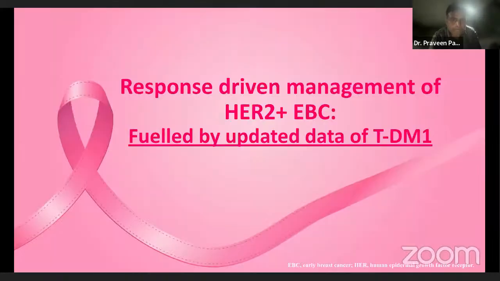Yeah, thank you. So the last topic for tonight: the response-driven management of HER2 positive early breast cancer, and I'm going to focus more on the data of the TDM1, that is the KATHERINE trial, basically.